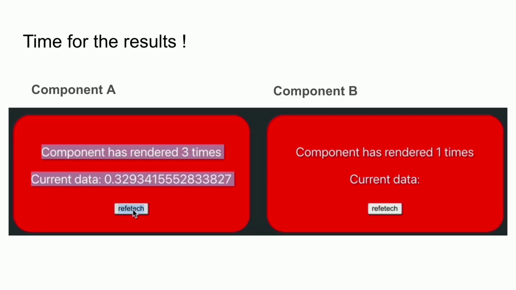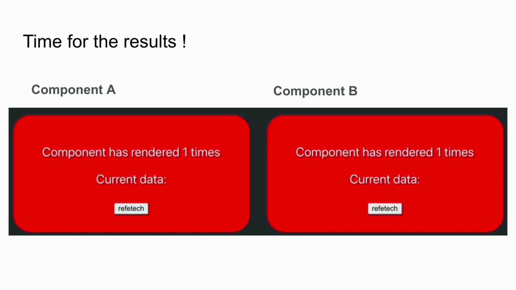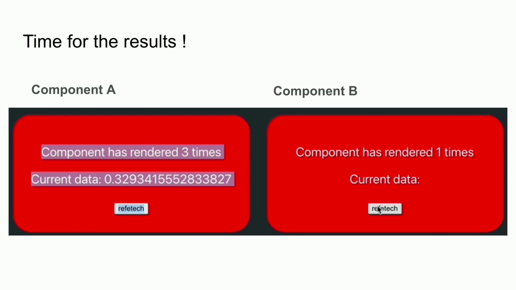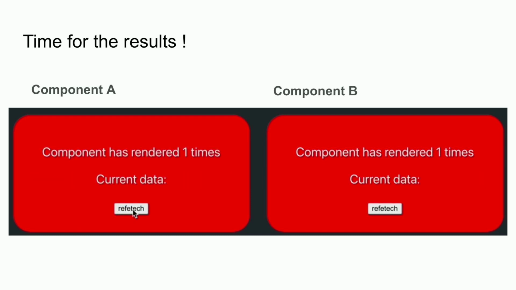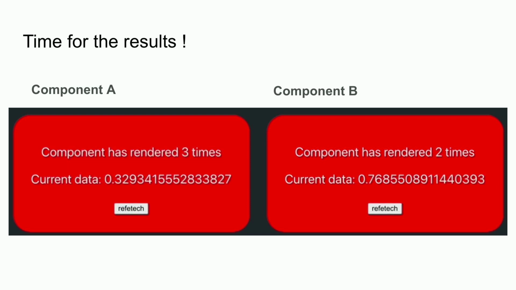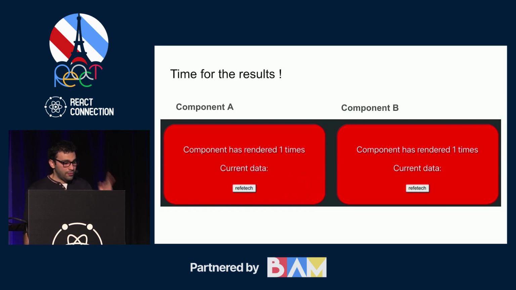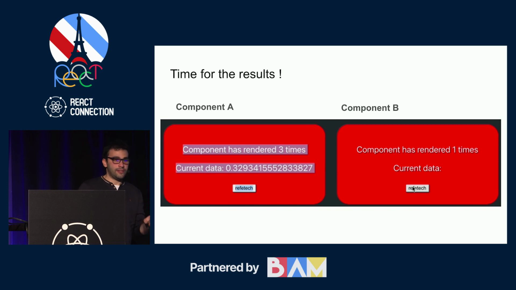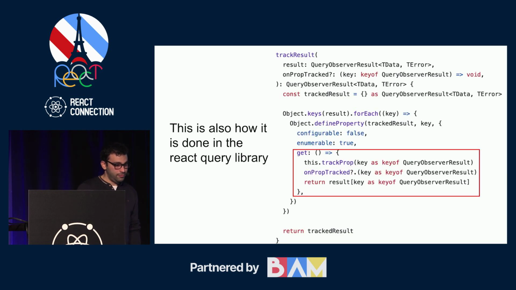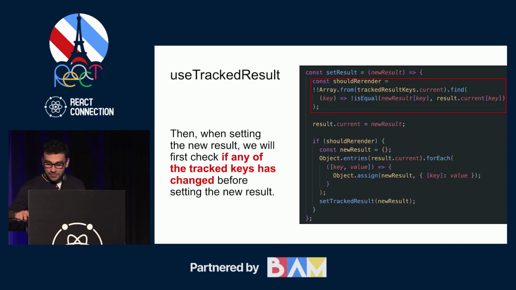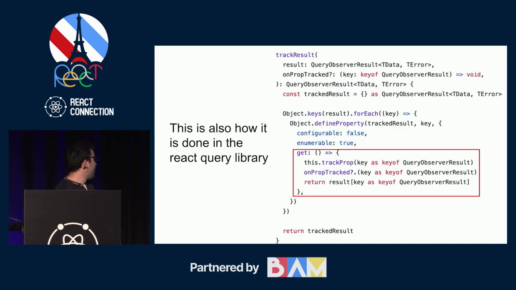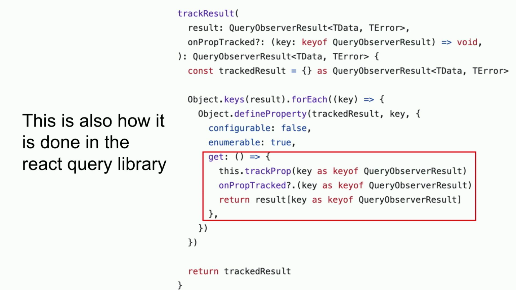Now that we have created a new custom hook, we can check if it really performs like the React Query useQuery. We can see that for component A, it's the same as it was before. And for component B, this time when we fetch the data, it re-renders only once. That's good. And voila. This is also how it's done in the React Query library, and as you can see, it's really the same syntax, which is Object.defineProperty and passing a getter function to track the properties.